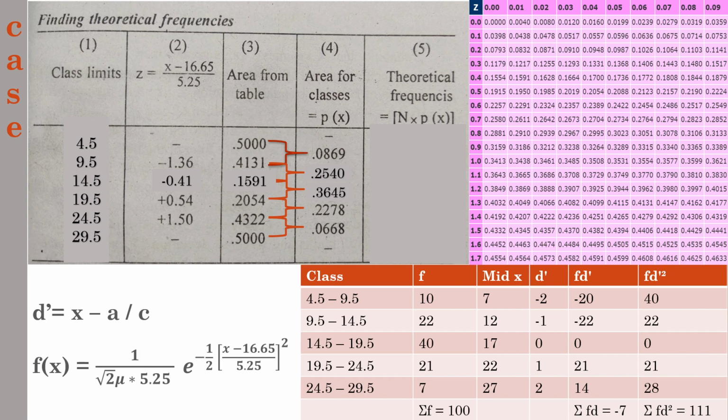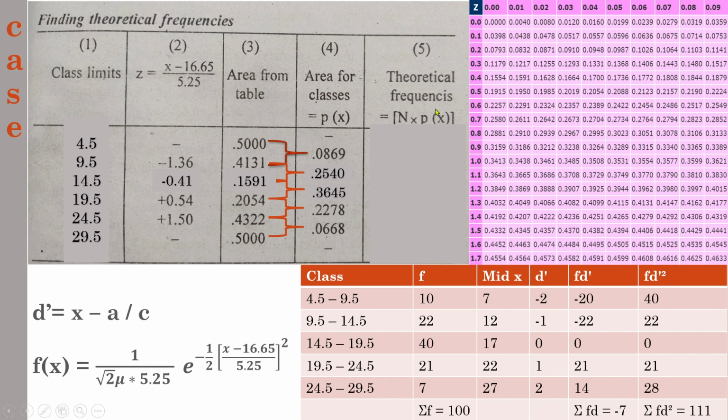So once you find the area in between these classes, we have got the probability with regard to each of these, that is represented as P of X. We have done the same step in the beginning of the normal distribution cases. The same has been represented in a column-wise statement. That is the only difference. Once you find the probability, the last step is very easy.